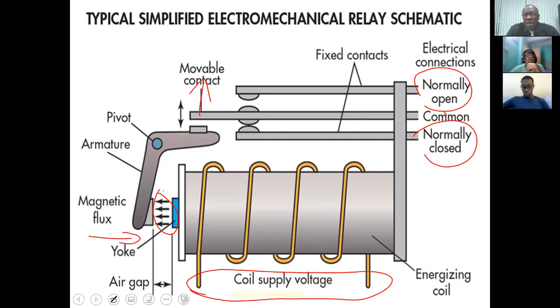So this is your electromechanical relay setup in terms of moving parts. The moving parts here help us to appreciate what is happening even in the static relay. You may not have movable parts, but of course you will have decision-making circuits within those relays.